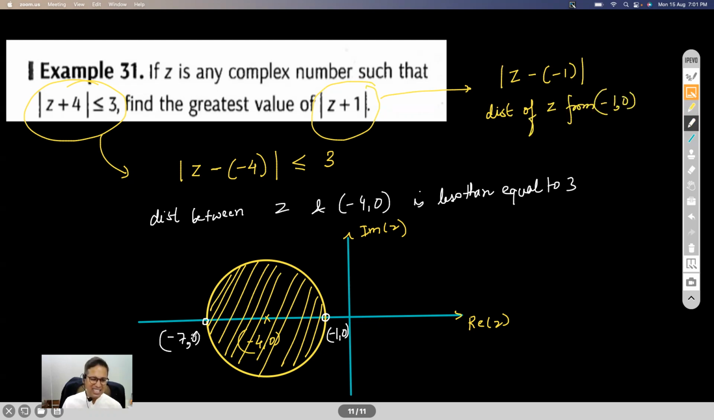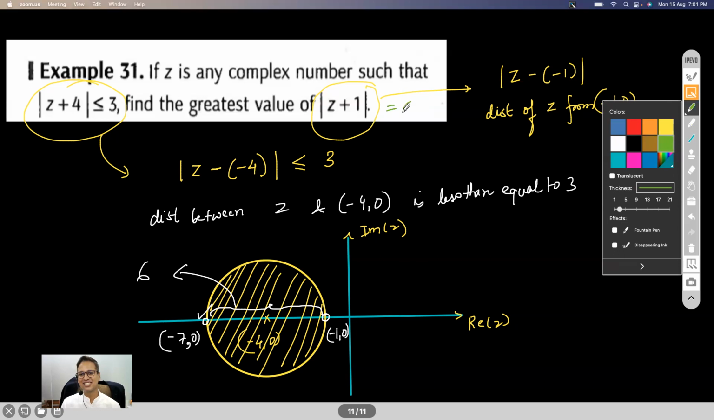So which point in this shaded area will be at the greatest distance from minus 1 comma 0? You'll say this one. And how much is this distance? That is what they're asking you. How much is that distance? 6. Problem is solved. The answer to this question is 6.